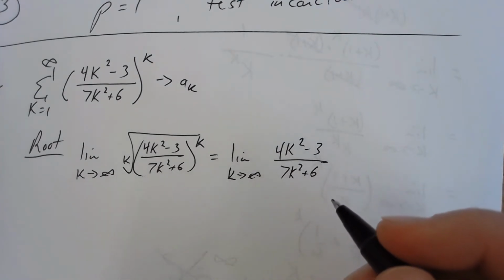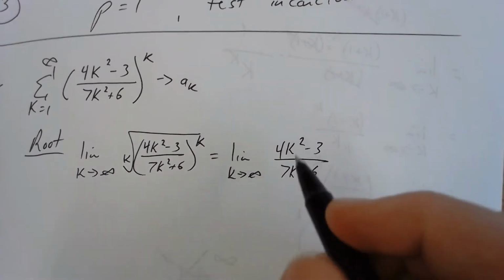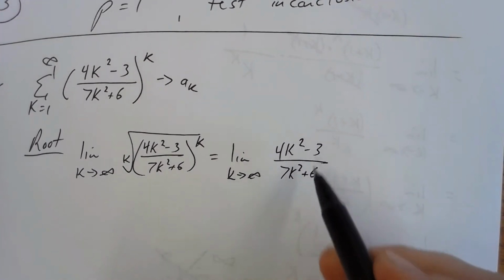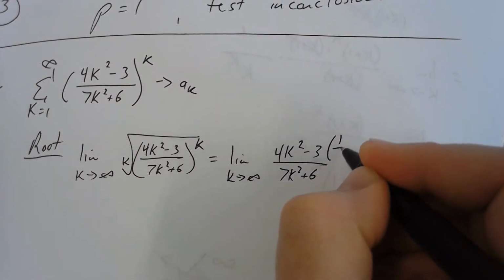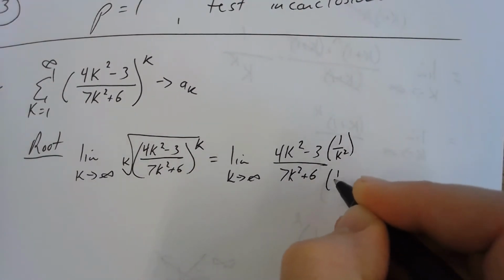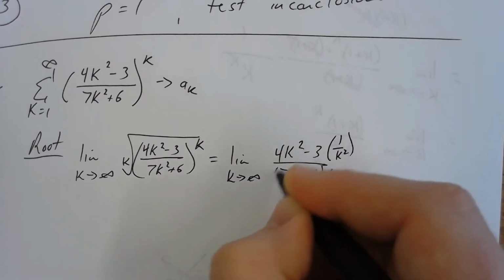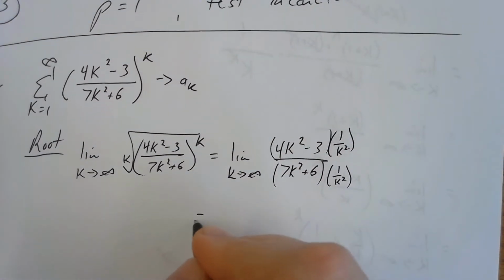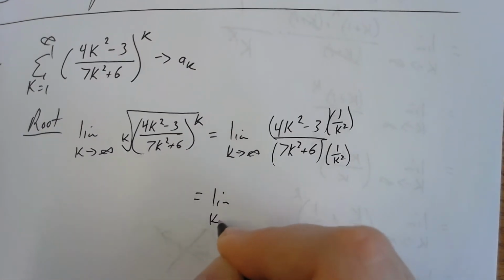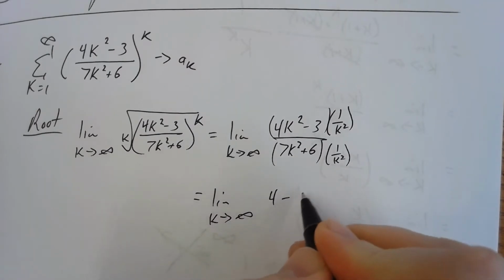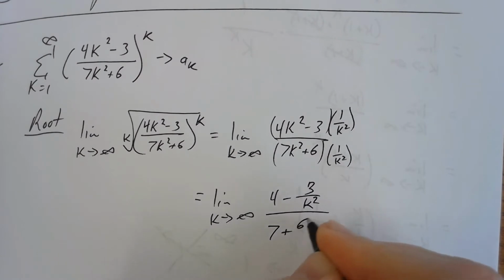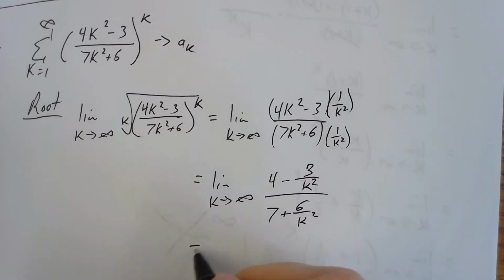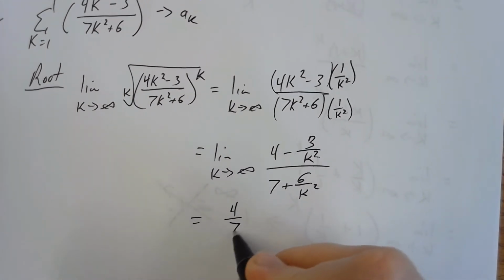Then we can do one of two things. We can apply L'Hopital's rule, with the fact that this goes to infinity on top and this goes to infinity on the bottom. Or we can choose to multiply by 1 over k to the power of 2, the largest power of k in the denominator, on top and on bottom. Distributing that through provides me with the limit as k goes to infinity of 4 minus 3 over k squared, divided by 7 plus 6 over k squared, and therefore this provides me with a value of 4 over 7.